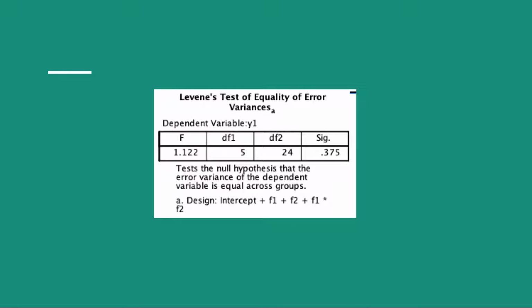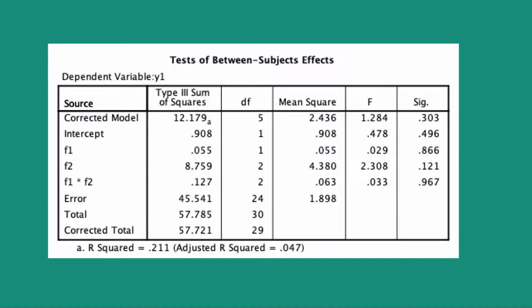Moving on, this is Levene's test of equality of error variance. If we look in the SIG column and it is greater than 0.05, we can conclude there's no significant difference. This means we've not violated the assumption of equal variance. And then in our tests of between-subjects effects, under our SIG values, none are significant because they're all greater than 0.05, so we can fail to reject the null.